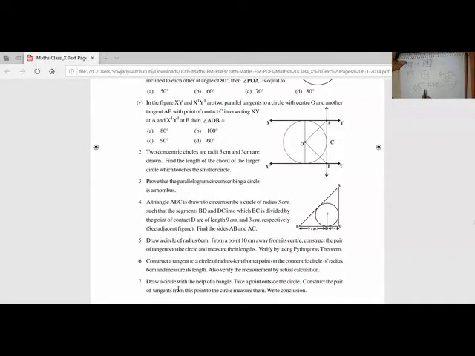Next, let us see the seventh one. Draw a circle with the help of a compass. Take a point outside the circle. Construct a pair of tangents from this point to the circle. Measure them. Write conclusion. Same thing that we have written. Here he has not given any distance. So what I have to do is find a midpoint.